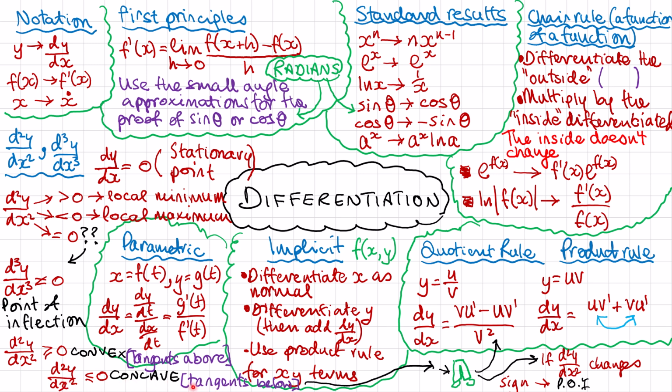And if the second derivative changes sign from either being positive to negative or negative to positive, the graph is neither convex nor concave. What we have is a point of inflection.